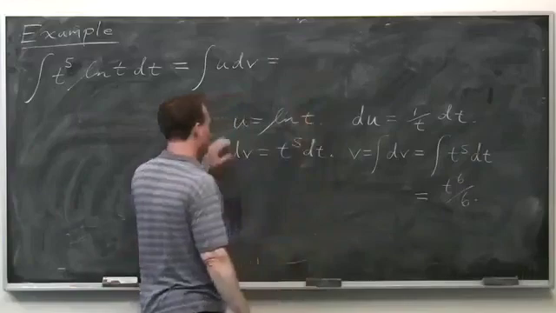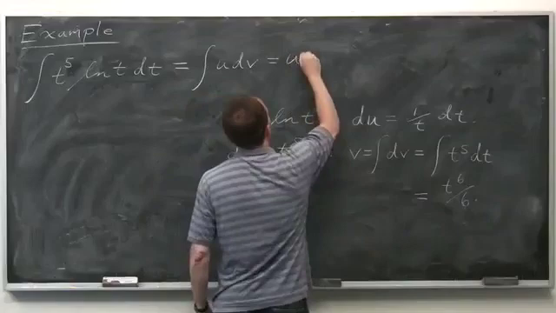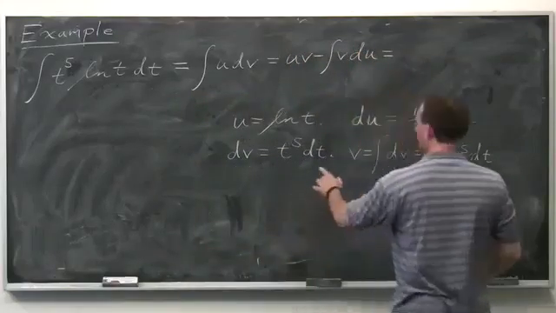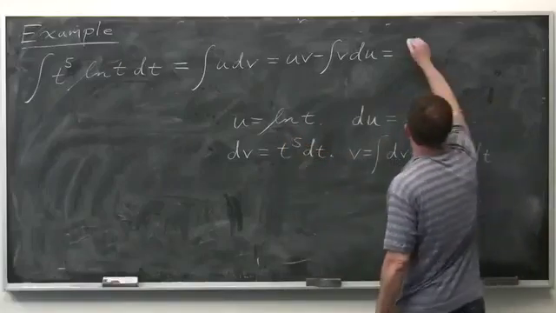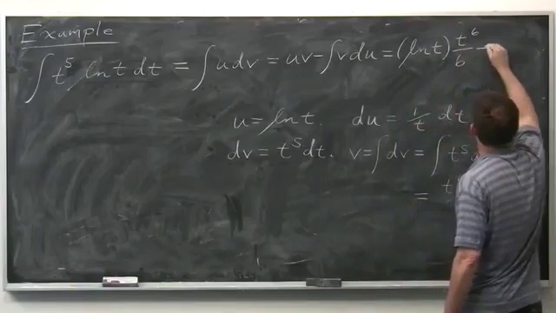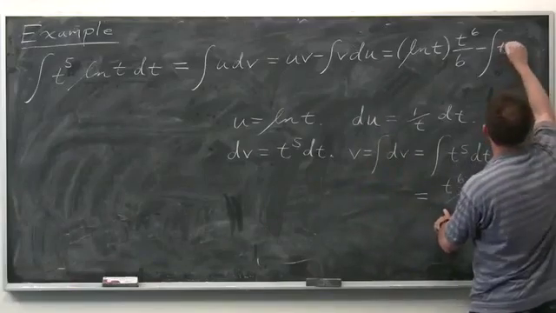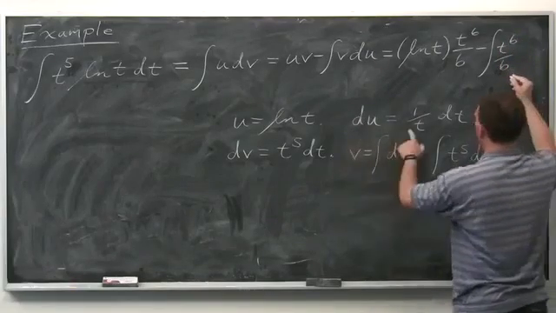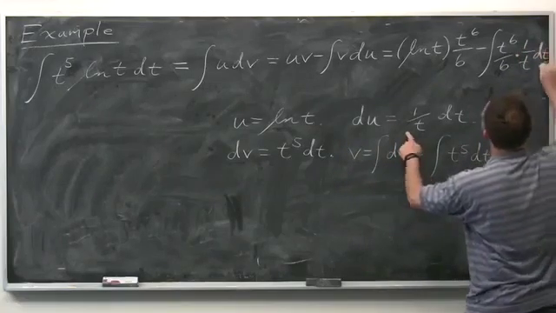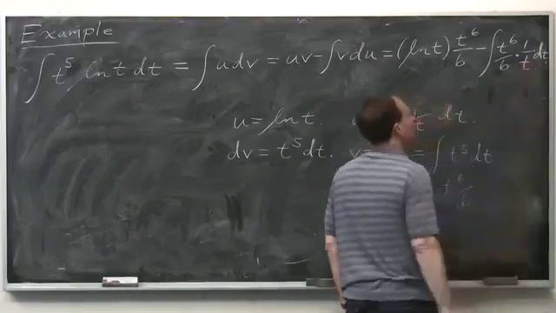So integration by parts. With this choice of u and this being dv, this integral is the integral of u dv, which would be u times v minus the integral of v du. u times v, ln of t times t to the 6 over 6, minus what? v du. v, t to the 6 over 6, du, 1 over t dt. And you hope that this new integral is easier than the one you started with.